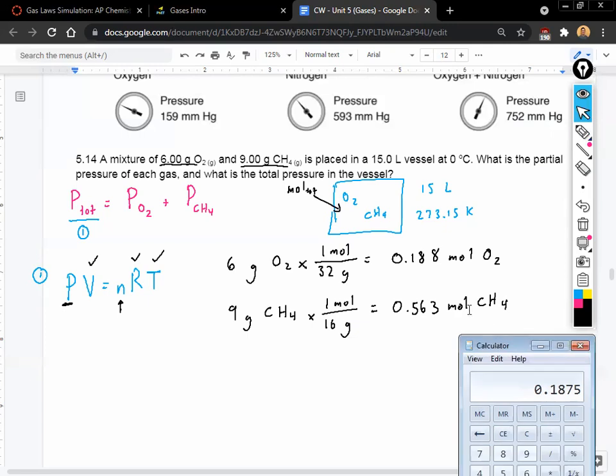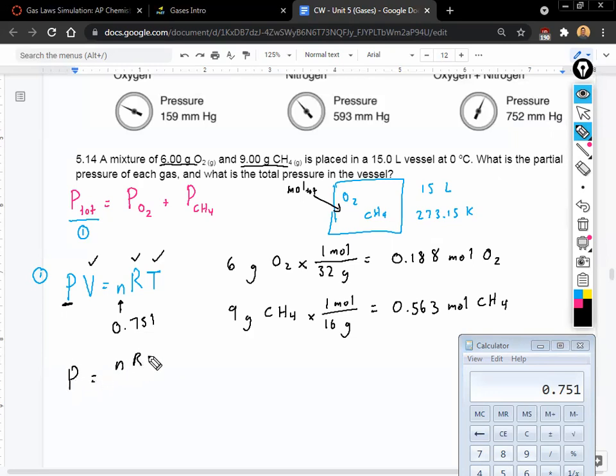Okay, and so if we want to find the total number of moles of gas inside this container, all we need to do is add that up. So our total moles will be 0.751. So our value for N is going to be 0.751. Okay, so now we can solve for the total pressure.